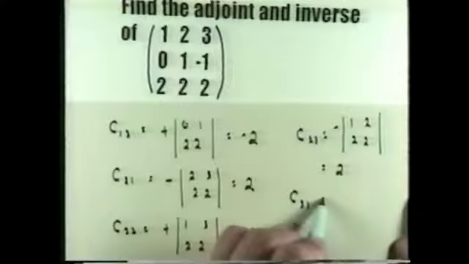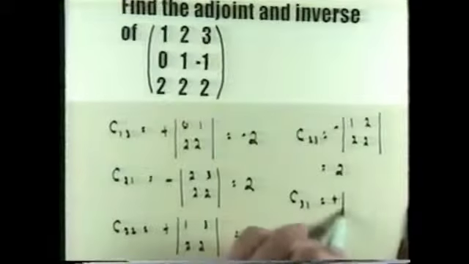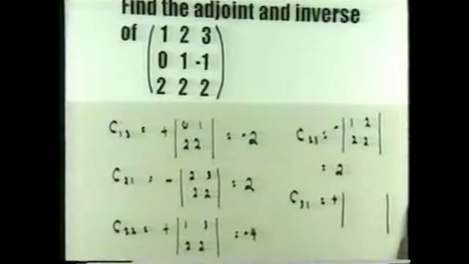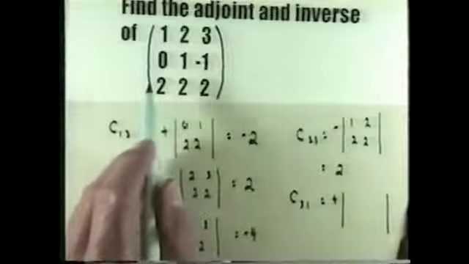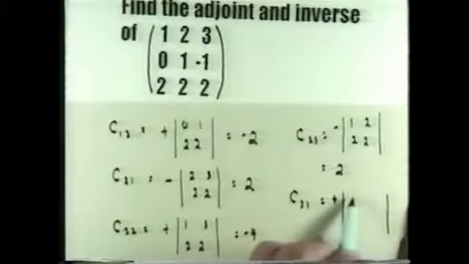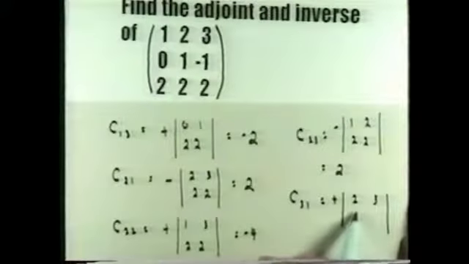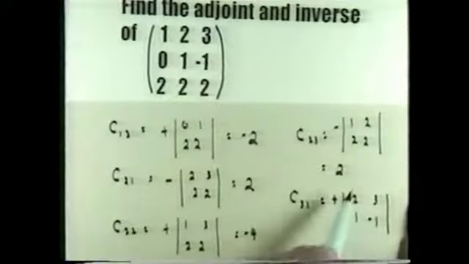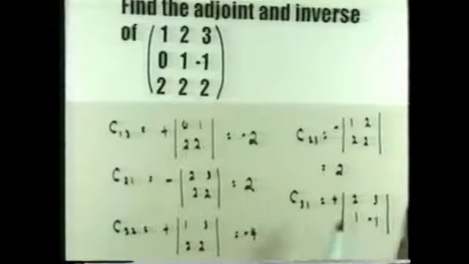C of 3, 1. Sign is going to be positive. 3 plus 1 is 4. Negative 1 to the fourth is positive 1. Now take out row 3, column 1. So I'm left with 2, 3, 1, negative 1. There'll be a negative 2 minus 3 is negative 5.